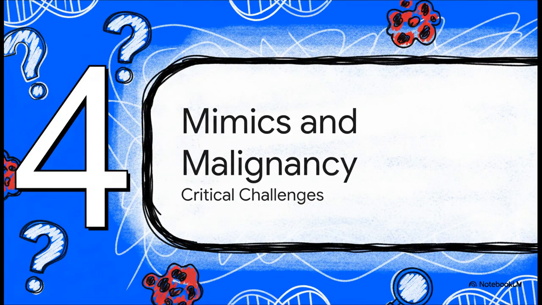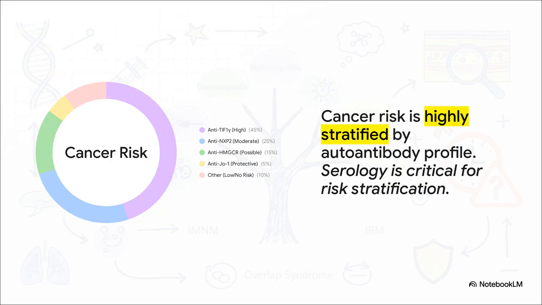All right, let's tackle 2 of the biggest challenges in any myopathy workup: that ever-present risk of an associated cancer and the tricky business of telling IIMs apart from their many mimics. As we've seen, cancer risk isn't a blanket concern across all IIMs. It's highly stratified by the autoantibody profile. Anti-TIF1 gamma, as we mentioned, carries a massive odds ratio of 27 for malignancy. Anti-NXP2 is also a major red flag. But then, what's fascinating is that some antibodies, like anti-Jo1, might actually be protective. So you can see why serology is just critical for risk stratification.